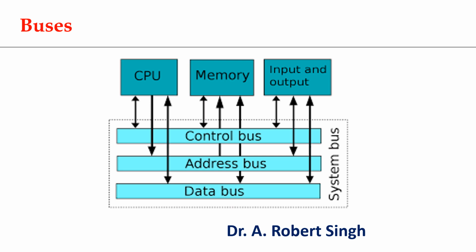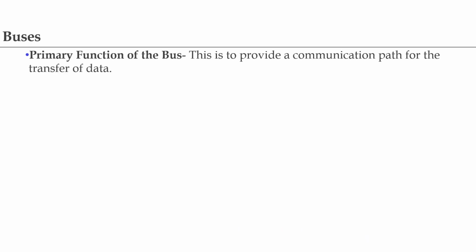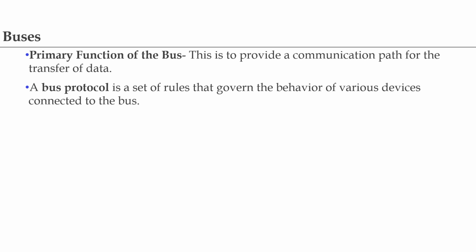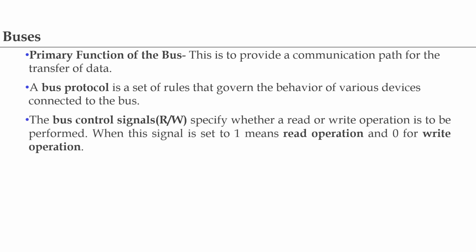computers operate. The main job of a bus in a computer is to provide a pathway for data transfer. It connects the processor, memory, and input-output devices so they can share information. A bus protocol is a set of rules that controls how devices on the bus communicate. There are three main types of bus lines: data lines, which carry the actual data, address lines, which tell where the data should go, and control lines, which manage how data is transferred.